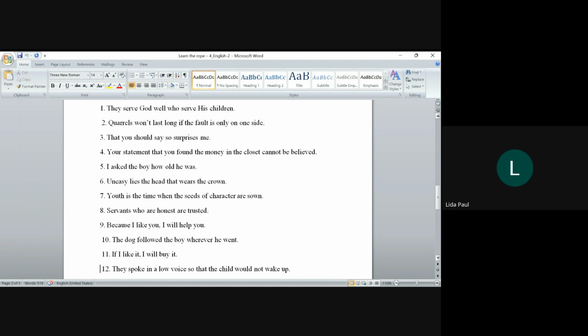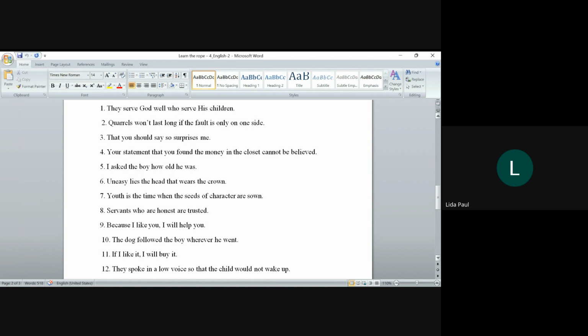Sixth one: uneasy lies the head that wears the crown. That wears the crown, right? And what kind of subordinate clause? The head that wears the crown. Adjectival, right? That wears the crown is about the head. It gives additional details about the word, the head, which is a noun. So obviously, an adjectival clause, because it's adding info to the noun.